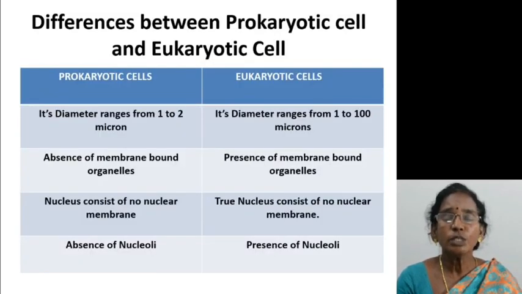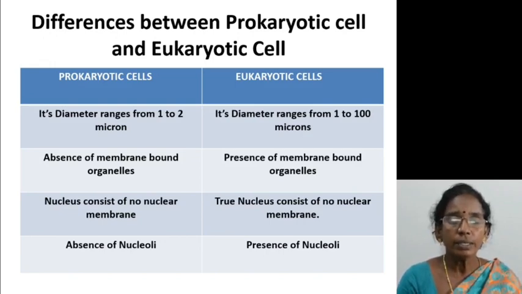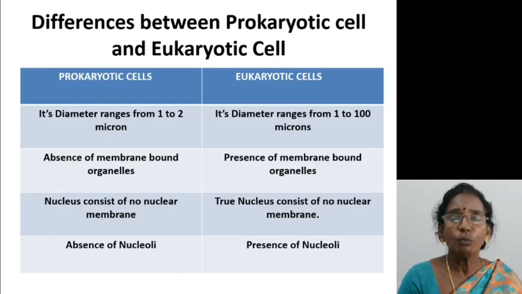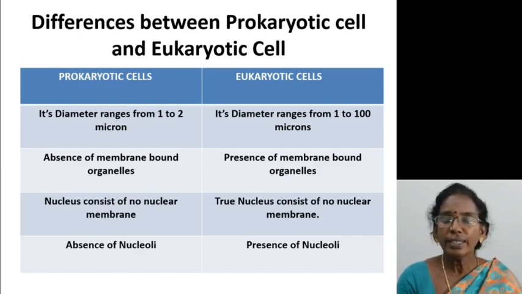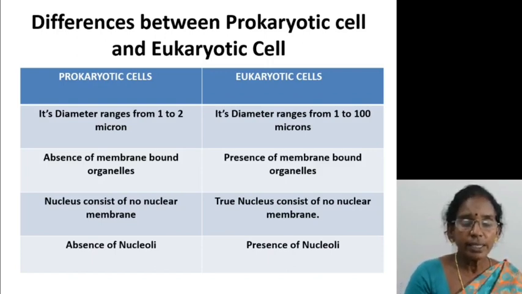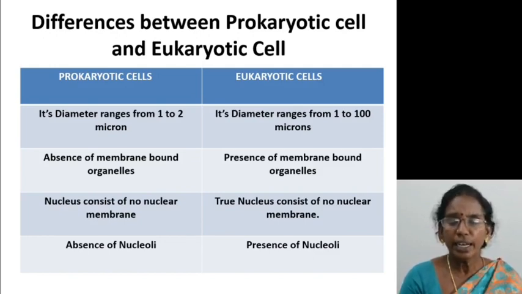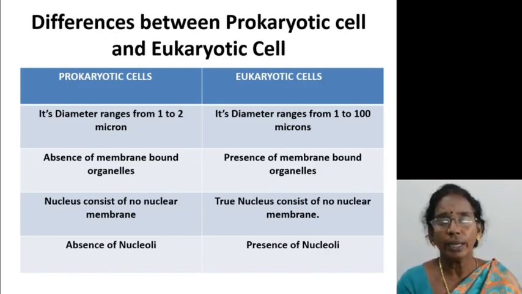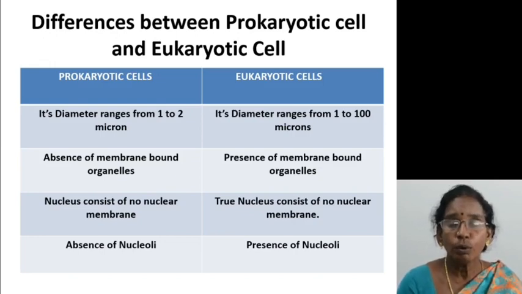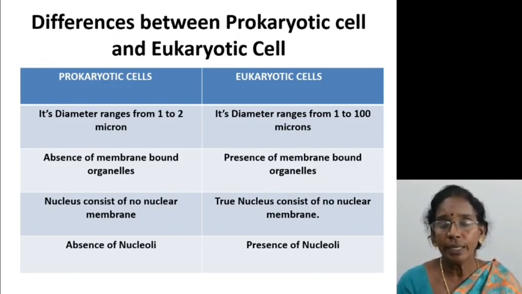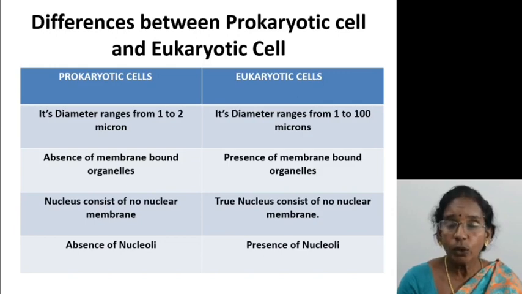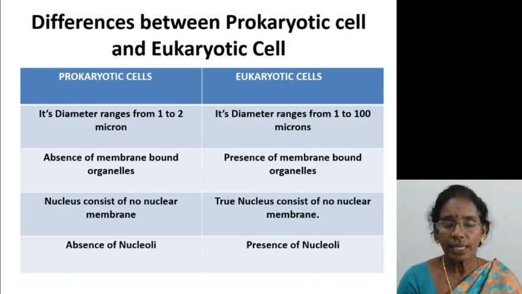Now let us see the differences between the prokaryotic cell and the eukaryotic cell. In the prokaryotic cells, the diameter ranges from 1 to 2 microns. In the eukaryotic cells, the diameter ranges from 10 to 100 microns. In the prokaryotic cells, there is absence of membrane-bound organelles. In the eukaryotic cells, there is presence of membrane-bound organelles. That is, the lysosome, ribosome, endoplasmic reticulum, Golgi apparatus, and mitochondria, the membrane-bound organelles, are present in the eukaryotic cells.